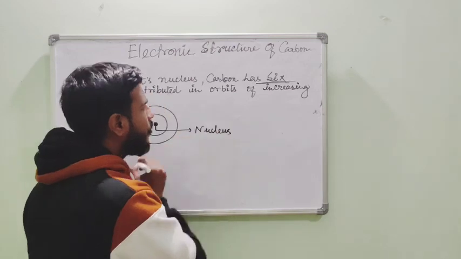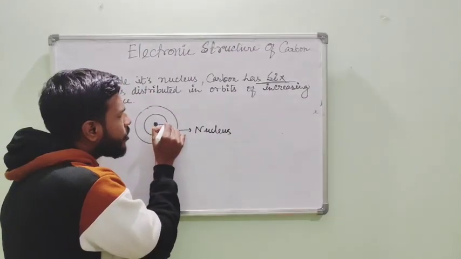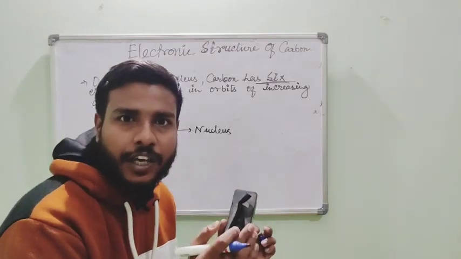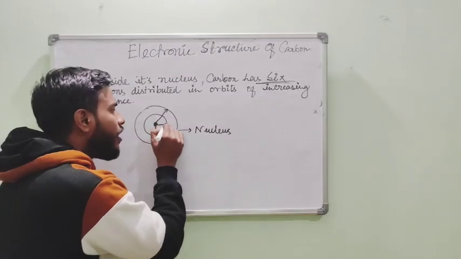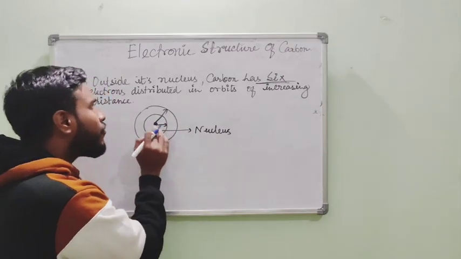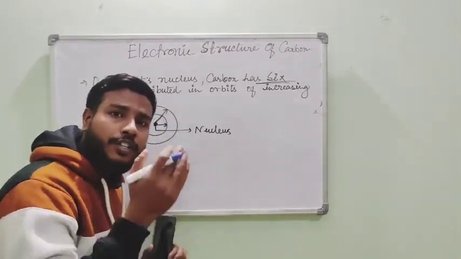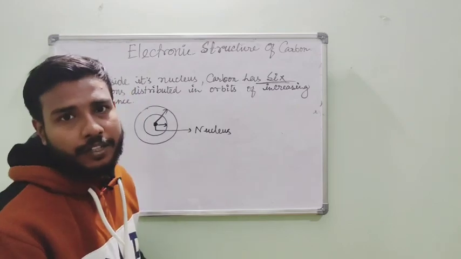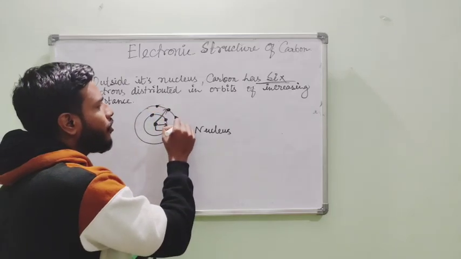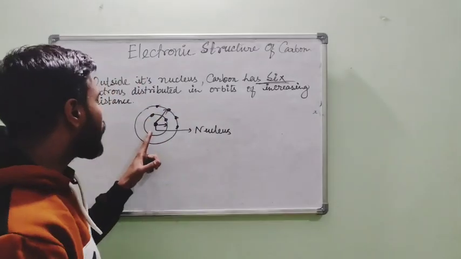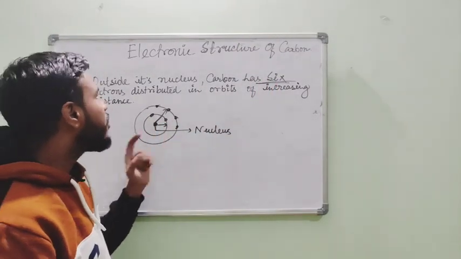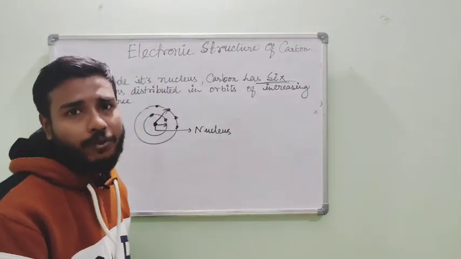now see the nucleus, at increasing distance we have some levels, right? In these different levels the electrons are distributed. The different levels at increasing distance from the nucleus where the electrons are distributed are called the orbits. Thus, there we have electrons inside a carbon atom, right? So all the 6 electrons in the carbon atom are distributed at distant levels from the nucleus.